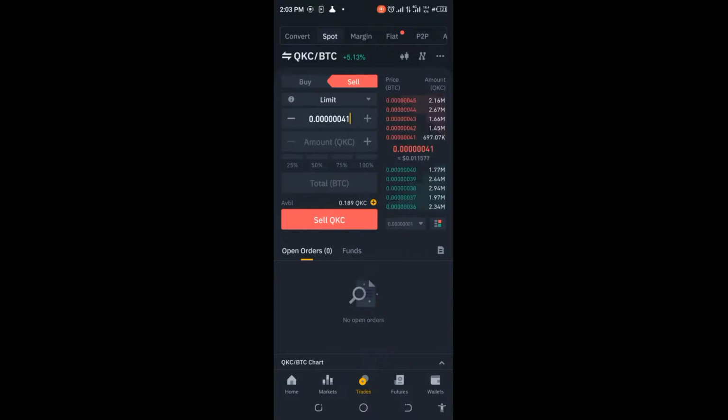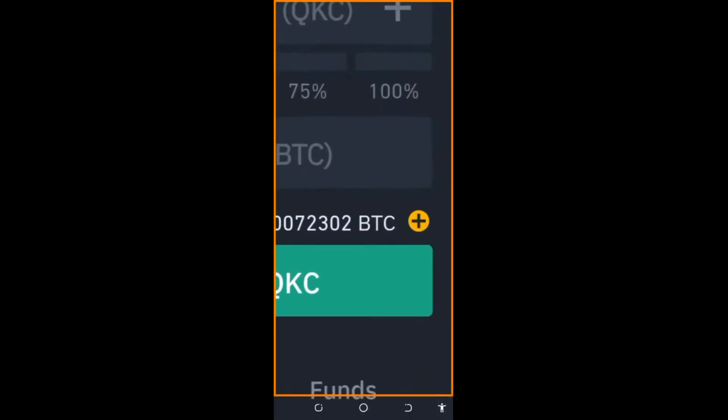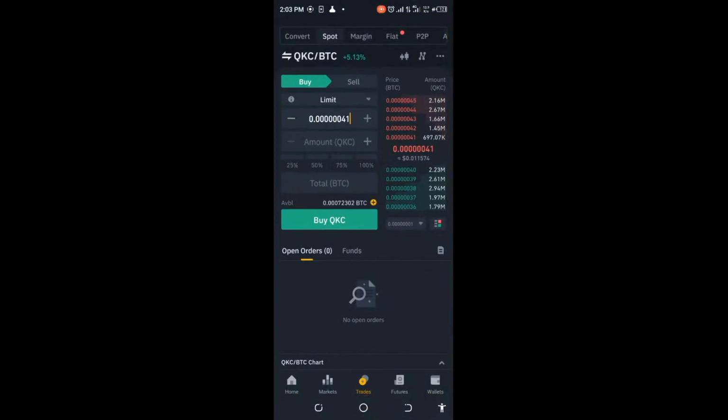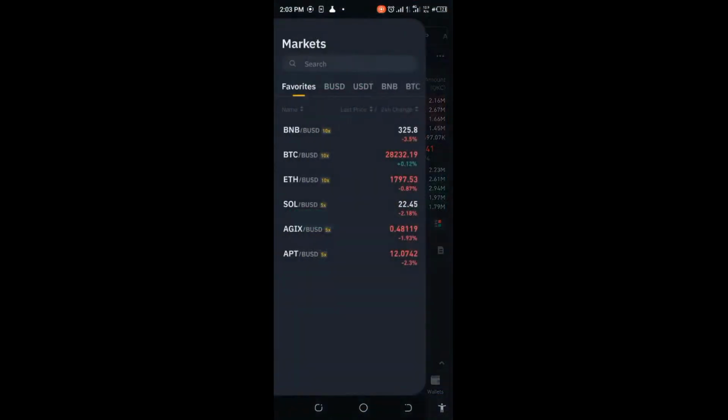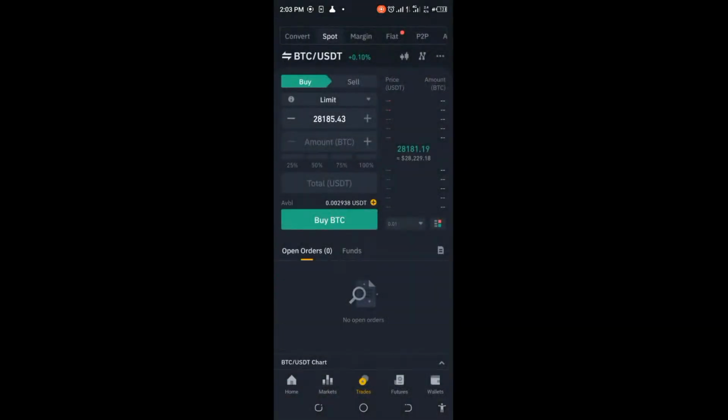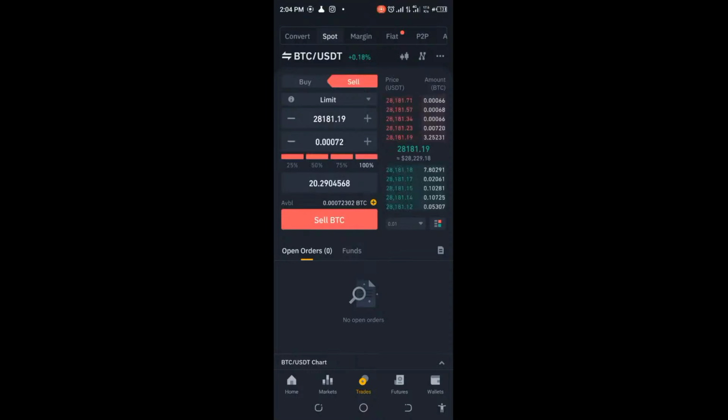All right, I'm back, and as you can see right now, we've already sold our QKC to BTC. So what do we have here? We've got 0.000722302. Awesome. So let's quickly go to BTC, USDT, and then quickly get this sold off. All righty. So now I'm just going to click on sell. So what do we have here? We have 20.29. This is awesome.